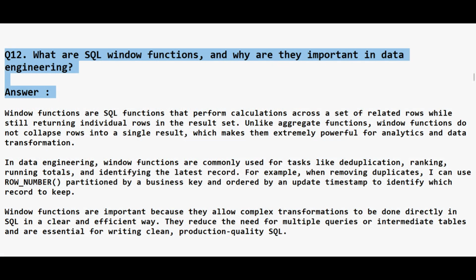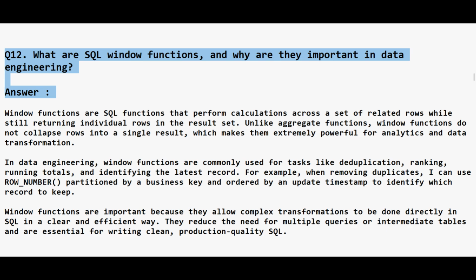Question 12. What are SQL window functions, and why are they important in data engineering? Answer. Window functions are SQL functions that perform calculations across a set of related rows while still returning individual rows in the result set. Unlike aggregate functions, window functions do not collapse rows into a single result, which makes them extremely powerful for analytics and data transformation.